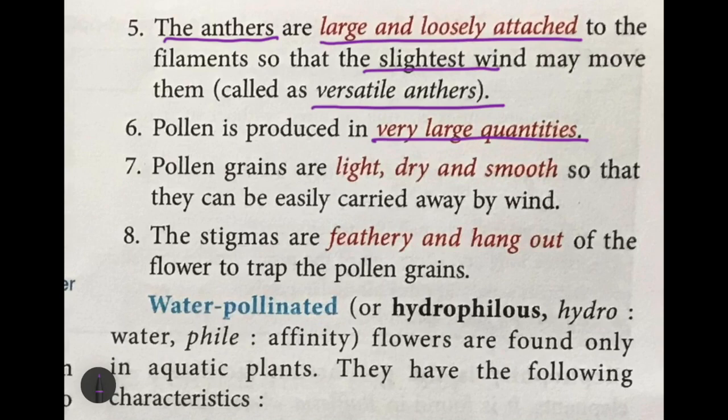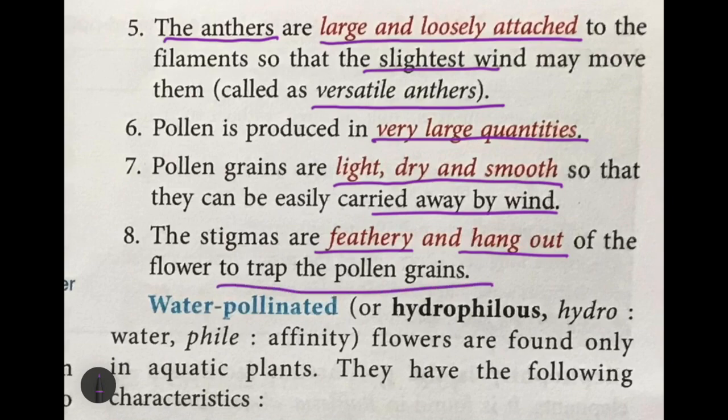Pollen grains must be light, dry and smooth so that they can be easily carried away by the wind. And the stigmas again must hang out of the flower because they have to receive the pollen grains carried by the wind, and the stigmas are feathery so that the stigma can easily trap the pollen grains.